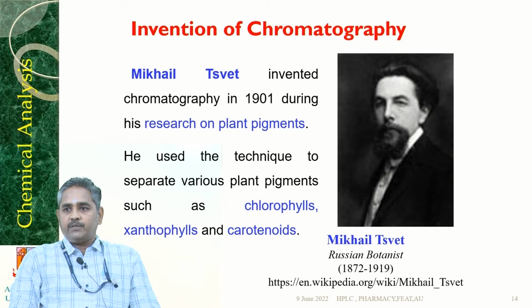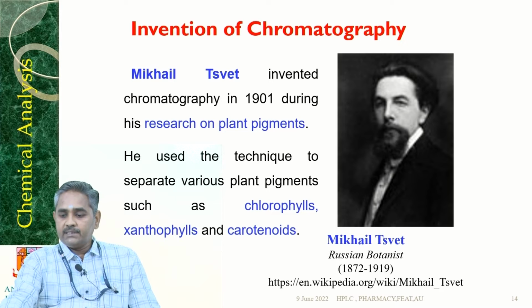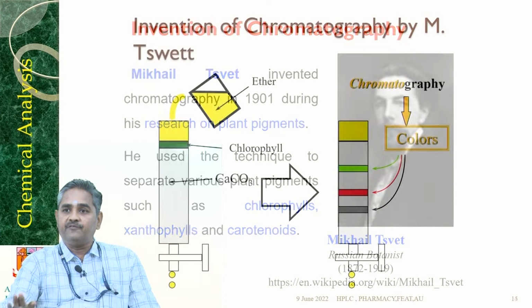Chromatography was first invented by Michael Tswett in the year 1901 during his research on plant pigments like chlorophylls, xanthophylls and carotenoids. He was a Russian botanist. He was born in 1872 and died in 1919. So, he is the one who first discovered chromatography.